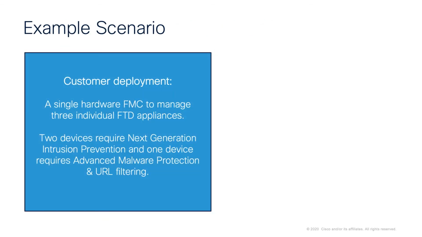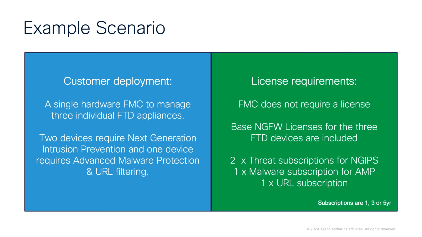So just to close out, I wanted to finish by giving you an example scenario. Here we have a customer deployment where they want to deploy a single hardware FMC to manage 3 individual Firepower Threat Defense appliances. 2 of those devices are going to require next generation intrusion prevention, and 1 device will require advanced malware protection and URL filtering. So in terms of the license requirements, there's no license required for the FMC. The base licenses, remember, for the 3 FTD devices are included as part of the purchase, and then you would simply need to add on 2 threat subscriptions for next generation intrusion prevention and one subscription each for both malware and URL subscriptions. And again, as a reminder, you can choose to go for 1, 3 or 5 years.